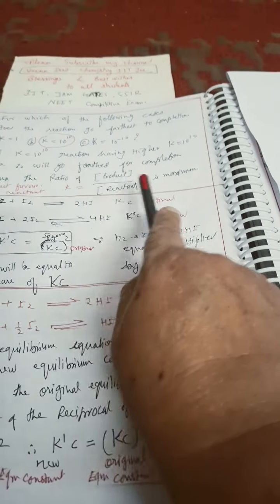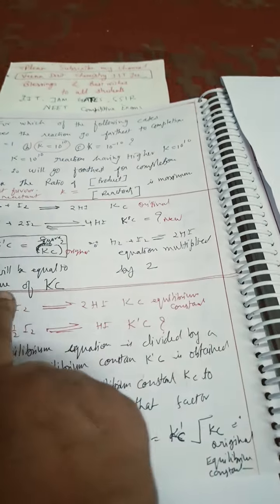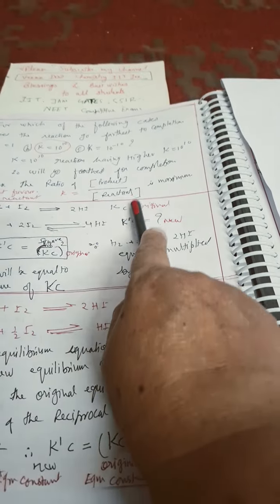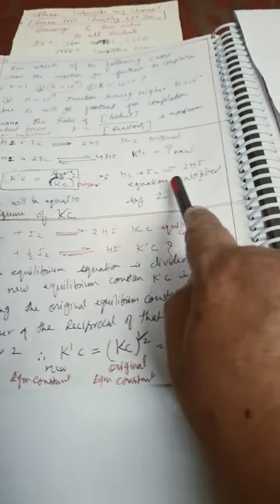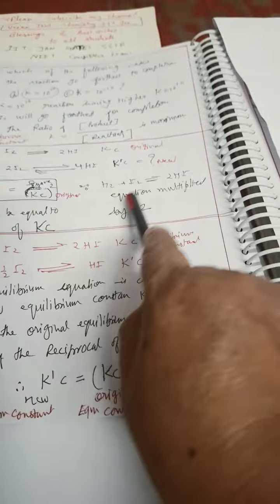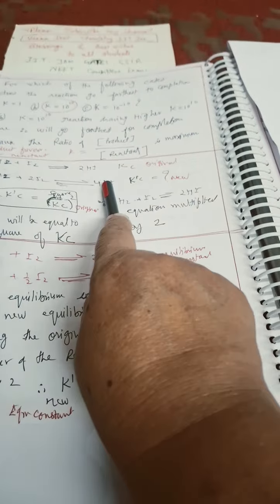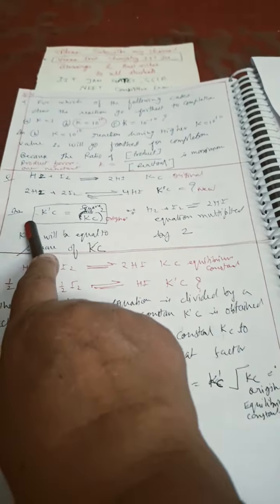So what is the relationship between Kc and K dash C? K dash C is equal to the square of Kc. Clear? H2 plus I2 gives 2HI, and the equation is multiplied by 2, which is why this answer is there.